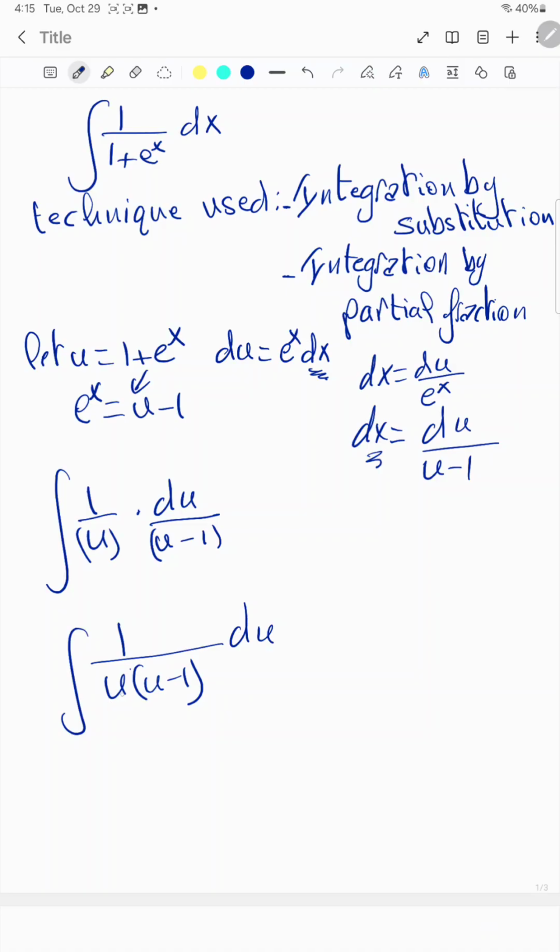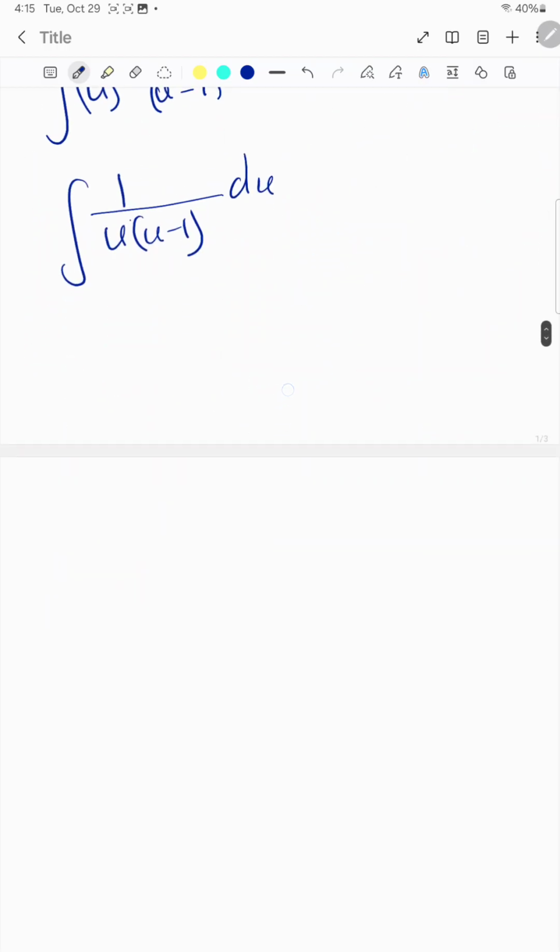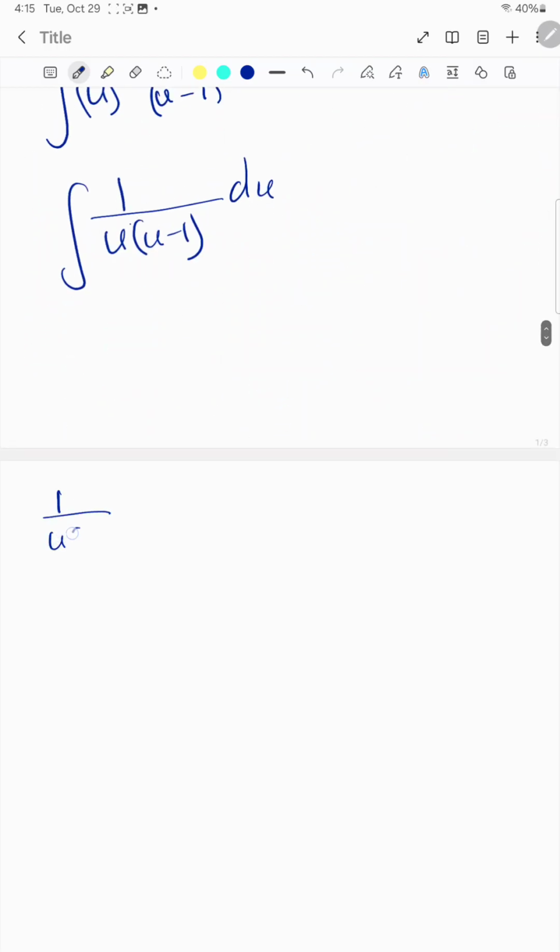Because I have u times u minus 1 in the denominator, I will do integration by partial fractions. So I will take 1 divided by u times u minus 1 equal to a divided by u, because this u is to the power of 1, plus b divided by u minus 1, and this u minus 1 is to the power of 1 too. If I had a power of 2 here, it would become bx plus c, but because it is to the power of 1, it is just b. I'm sure you know that. I have a lot of videos explaining that, but just in case.